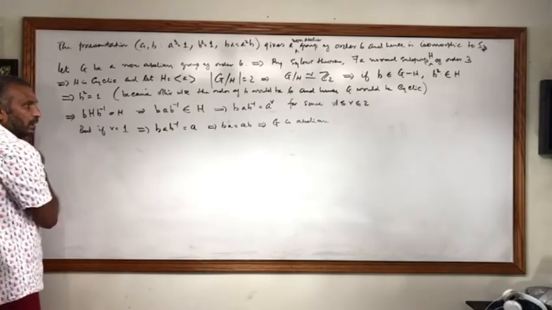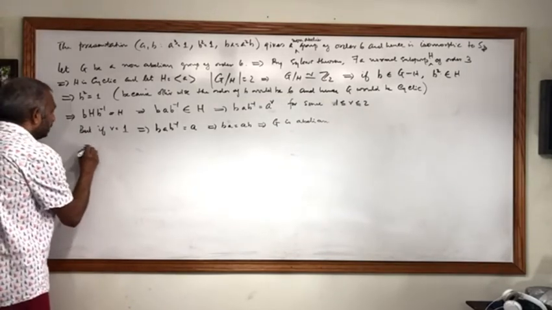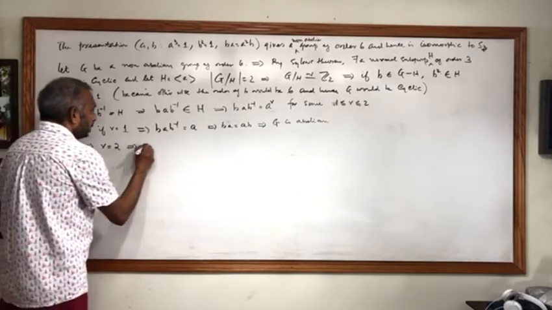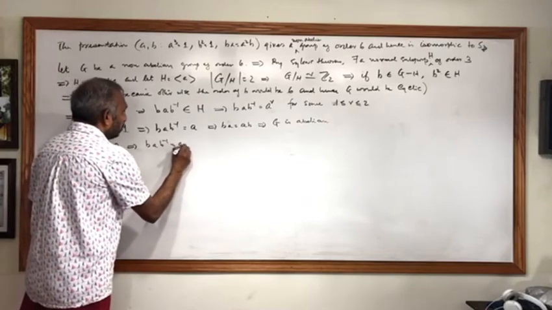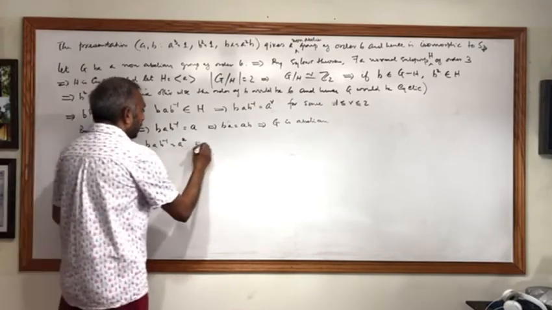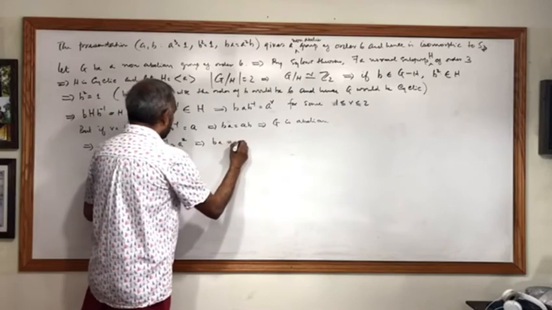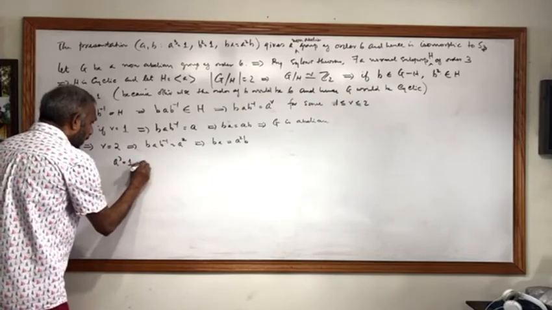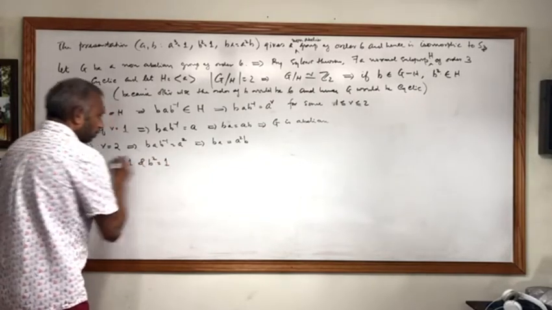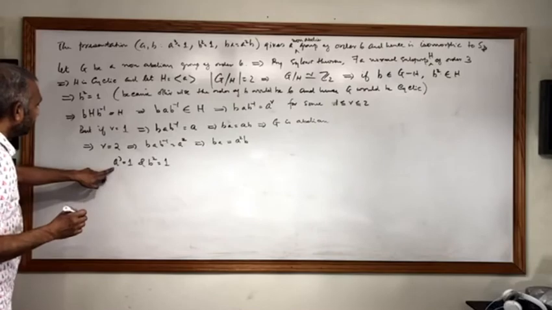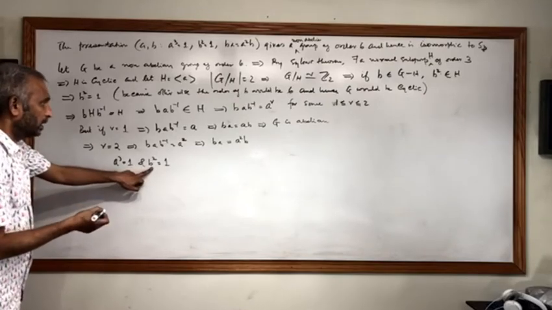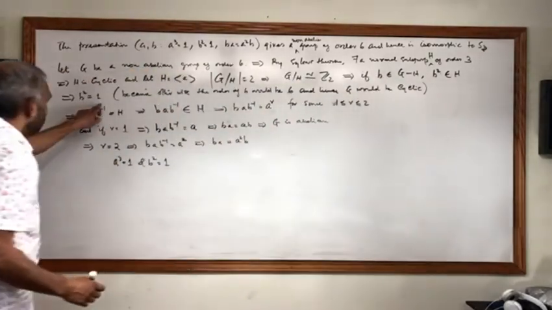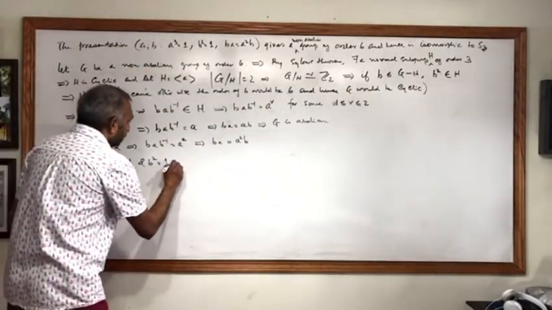Okay, so that means R should be 2, and that implies B inverse is equal to A square, and that implies BA is equal to A square B. Of course, A cube is equal to 1, because this is coming from H, and B is coming from outside H, and B square is equal to 1. See, B square is equal to 1. So this is the presentation.